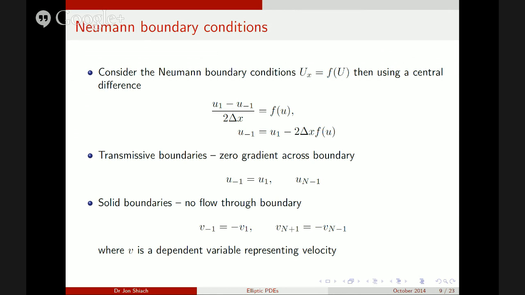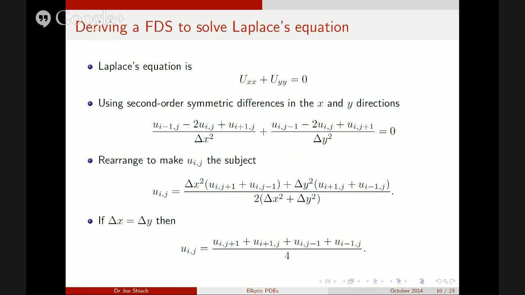Okay, so those are boundary conditions. Dirichlet, which are constant, where what's going on in the domain has no bearing on the boundary, and Neumann, where what's going on in the domain does have a bearing. So we now know how to discretize our 2D domain. We know about boundary conditions, so let's go ahead and form our finite difference scheme. In this chapter, I'm going to use the Laplace equation as an example.